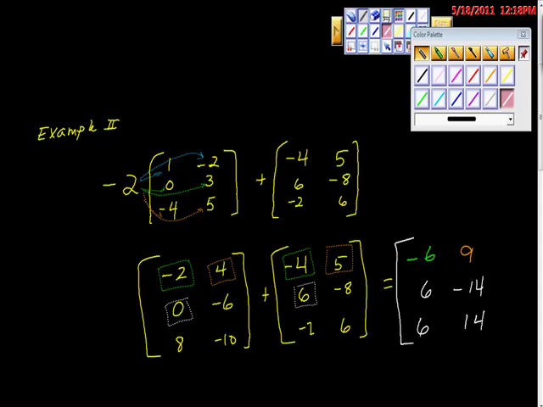So if I add these two matrices together, if I multiply this matrix times this and then add the two resulting matrices together, this is my solution. So the answer is this matrix. This is my solution.